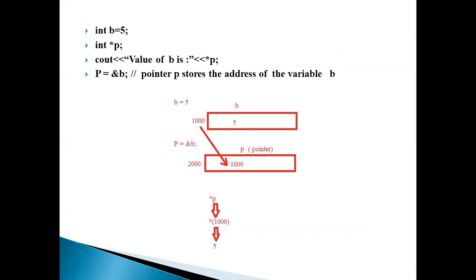Int b = 5. Int *p = &b. p is a pointer. Value of b is *p. So what will happen? What's the value of b? 5. What's the address of b? 1000. So 1000 will be stored in the pointer variable p. So *p will be replaced by the address 1000 and the *1000 will be replaced by the data 5. So 5 will be displayed.